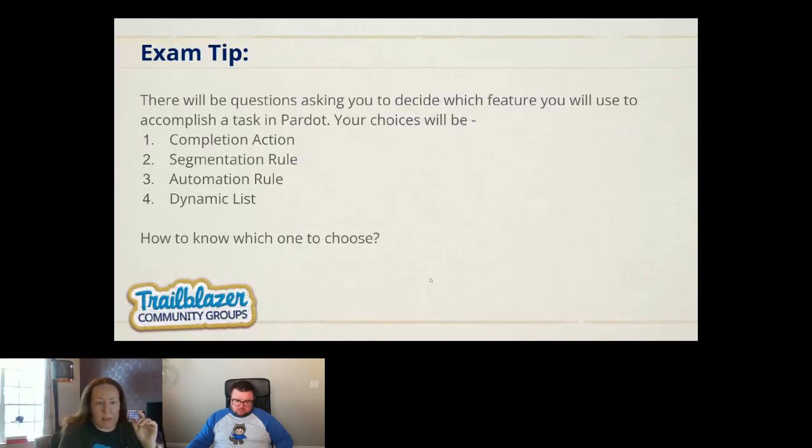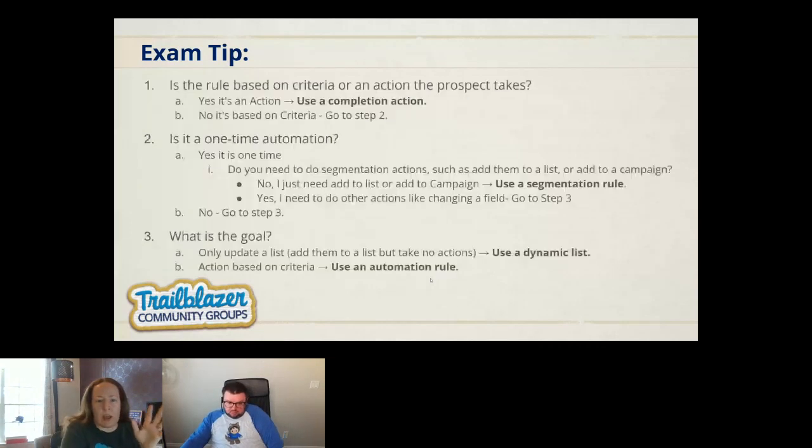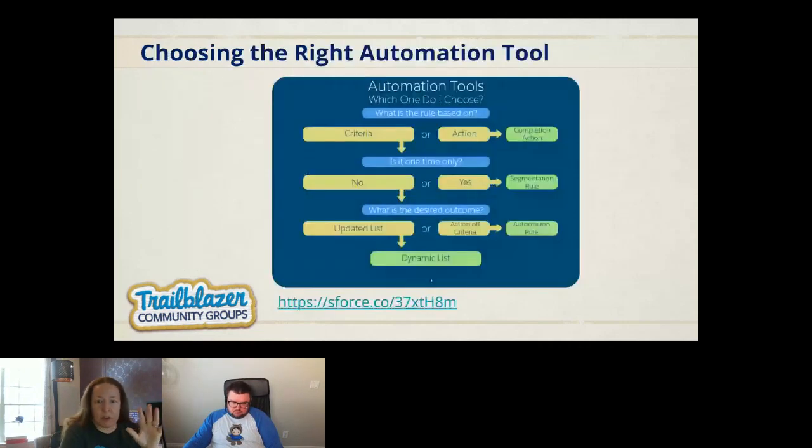And there will definitely be questions asking you to decide which feature you'll use to accomplish a task in Pardot. And your choices are going to be things like, do you choose a completion action? Do you choose a segmentation rule? And basically, how do you know which one to choose? And I wrote it all out for somebody who has low sight. We can distribute the slides, but here's the flow chart that Salesforce actually distributes.